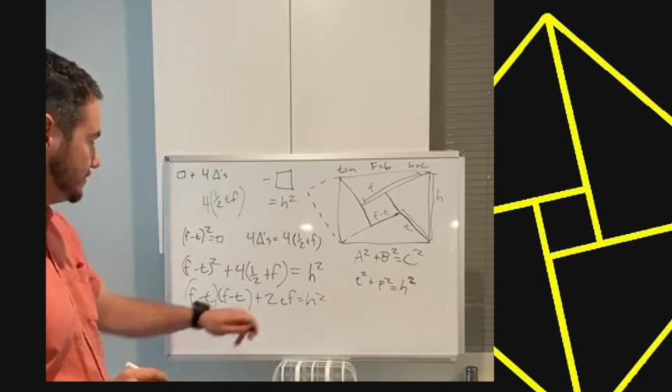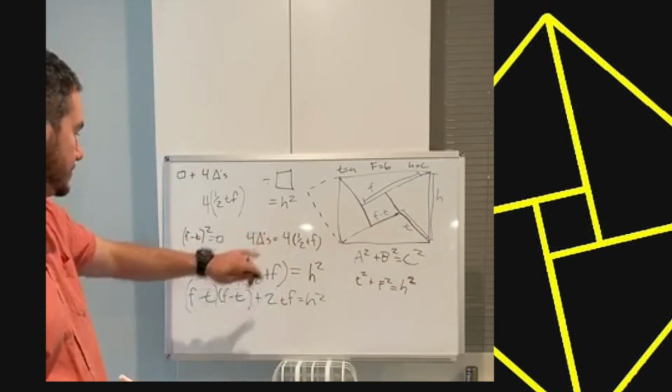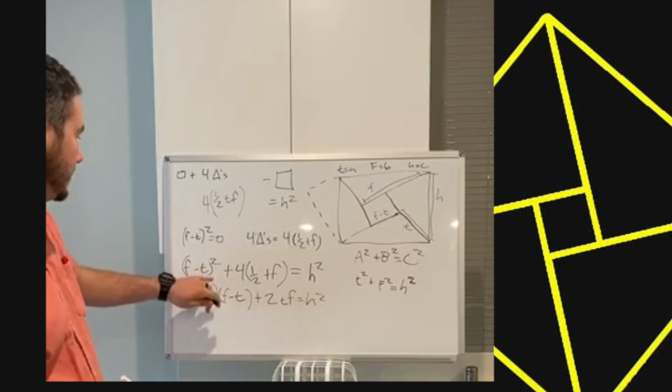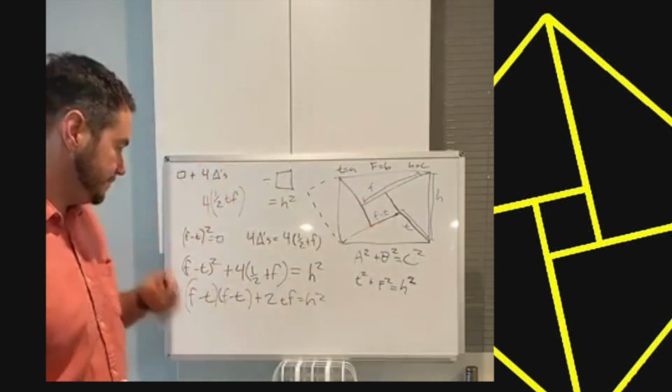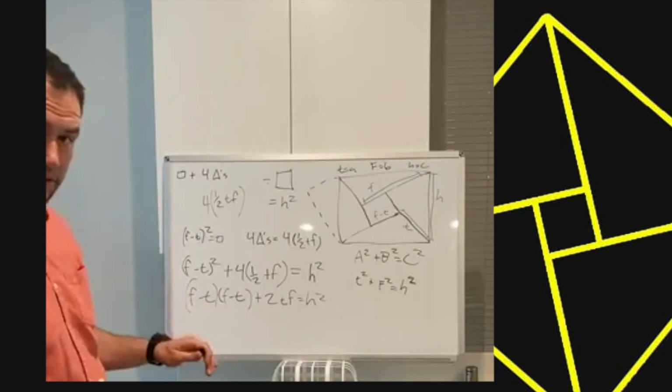Everybody see where these are coming from? The 2TF came from the triangles, the F minus T squared came from our little square, and the H squared is our big shape. Alright? Now we go through and do the algebra.